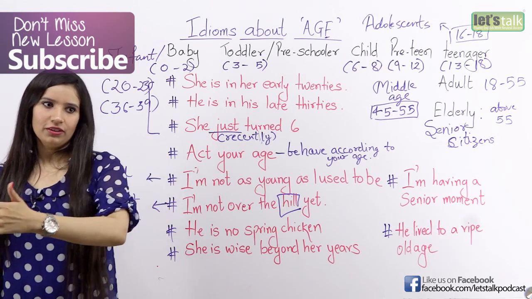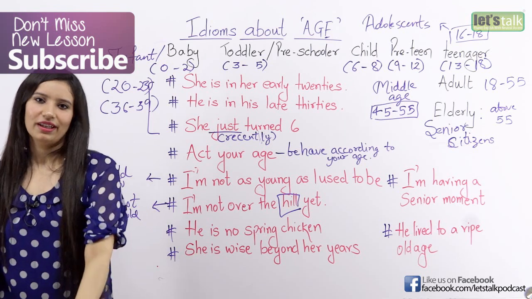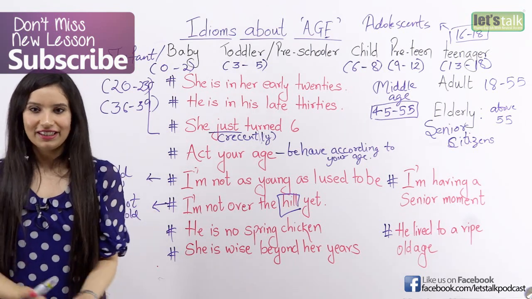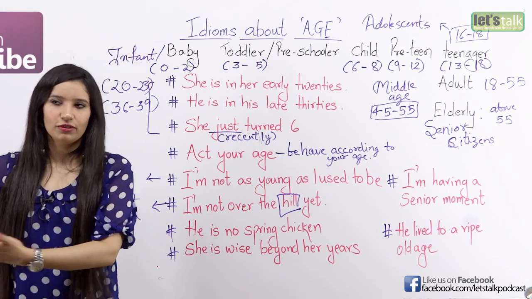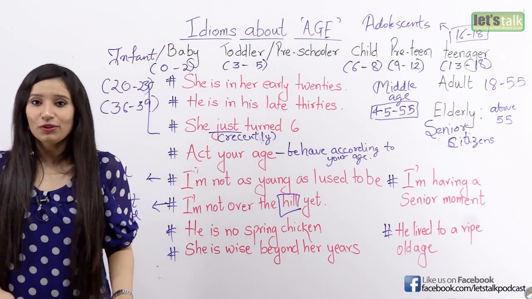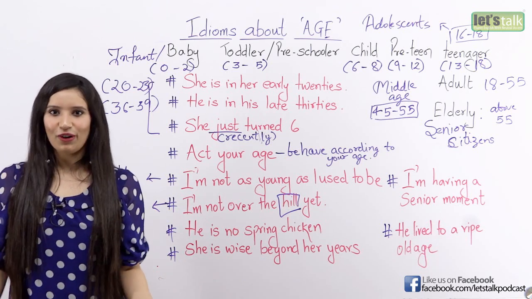So let's say you overheard a conversation between your parents and your mom is telling your dad to do something and your dad just replies, I'm not over the hill yet, I can still do it. Or maybe your mom is telling your dad that you cannot do this, you cannot do that. He might just reply, I'm not over the hill yet, I can still do a lot of things.